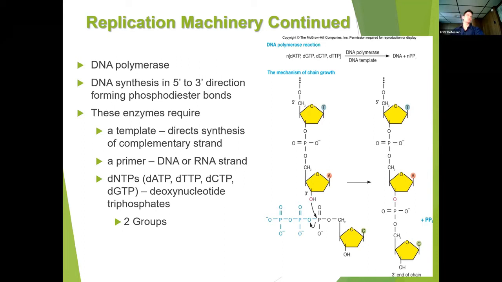And then it also, of course, needs dNTPs. So dNTPs are deoxyribonucleotide triphosphates, and these are the phosphate group, the deoxyribose sugar, and then the nitrogen base. Again, these bases are separated into two groups, the purines and the pyrimidines. So those are your adenine, guanine, cytosine, and thymine.